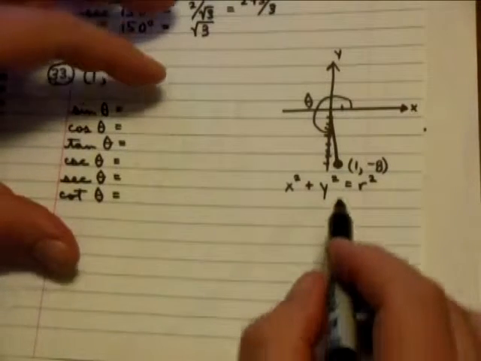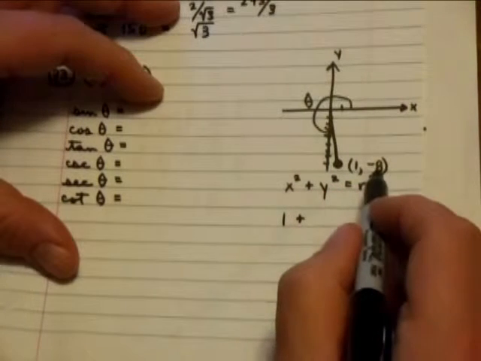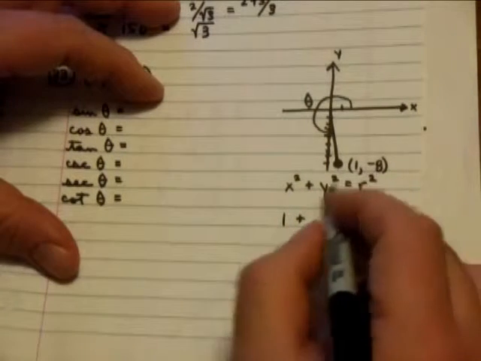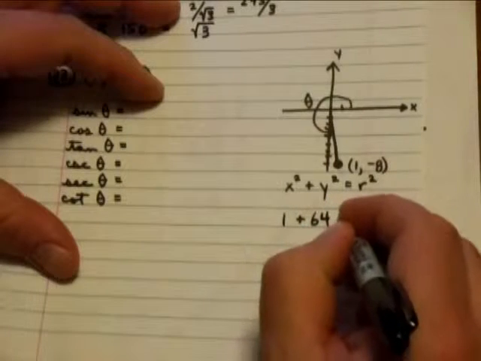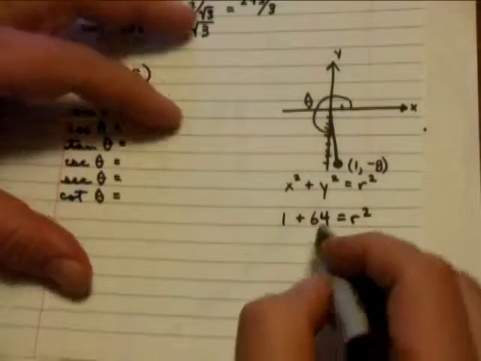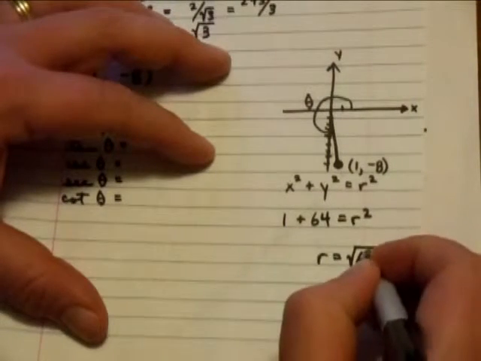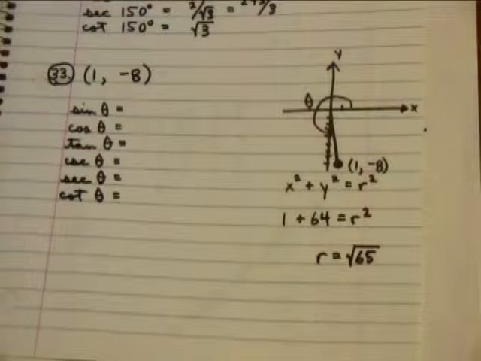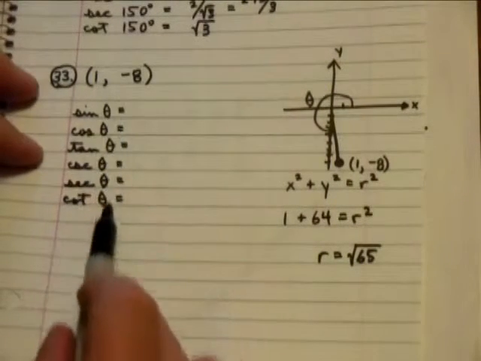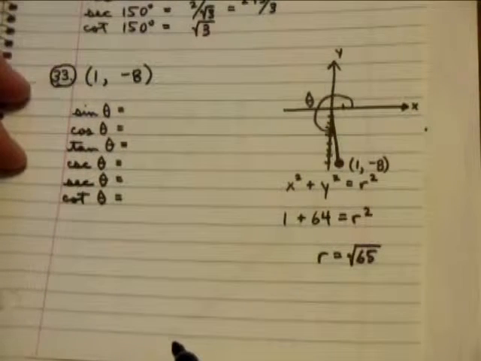It's the same principle. So x squared, 1 squared, is 1. Y squared, -8, when I square that, gives me 64. And that is equal to r squared. So if I solve this for r, I find that r is the square root of 65. Okay, with that in mind, then, we can just go right through and find all of these trig function values.